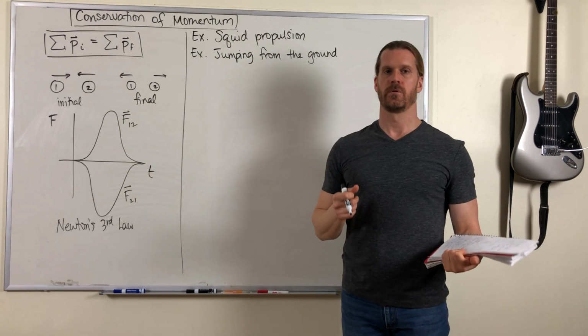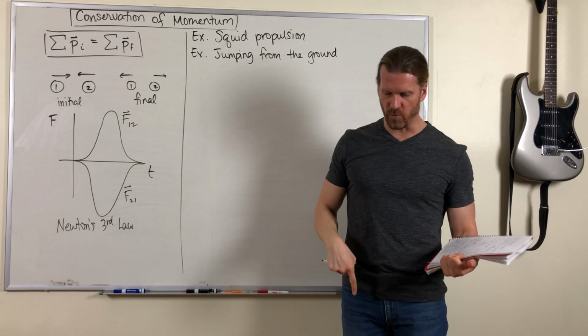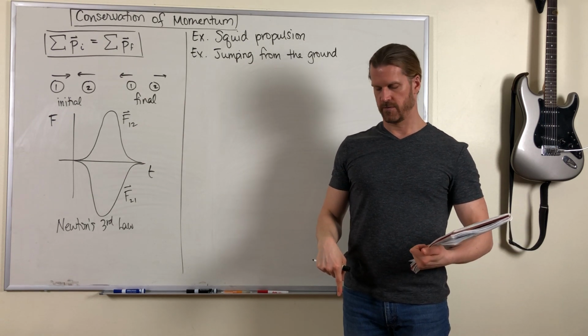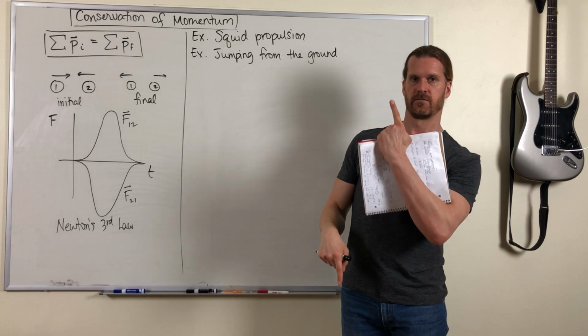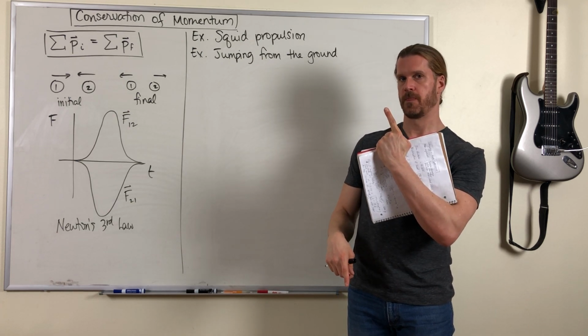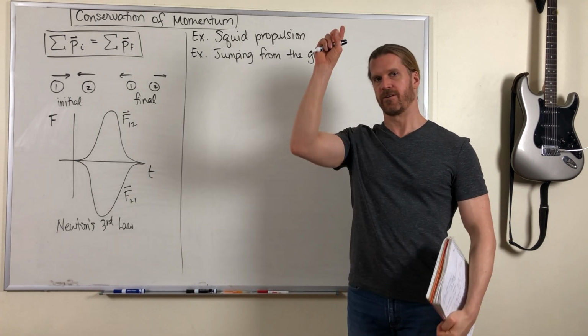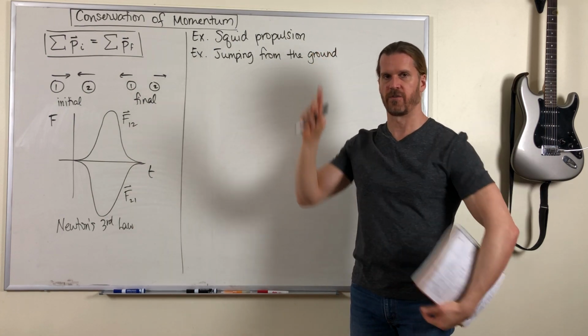When you jump, you apply a force downward on the Earth. The Earth applies a Newton's third law force pair upward on you. You acquire upward momentum, the Earth acquires downward momentum.